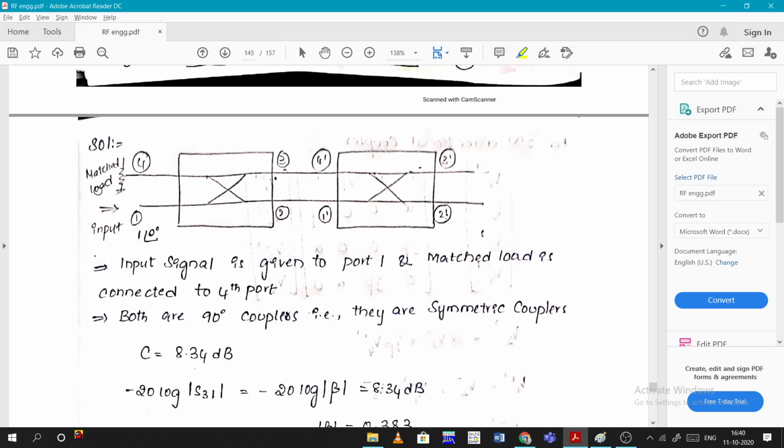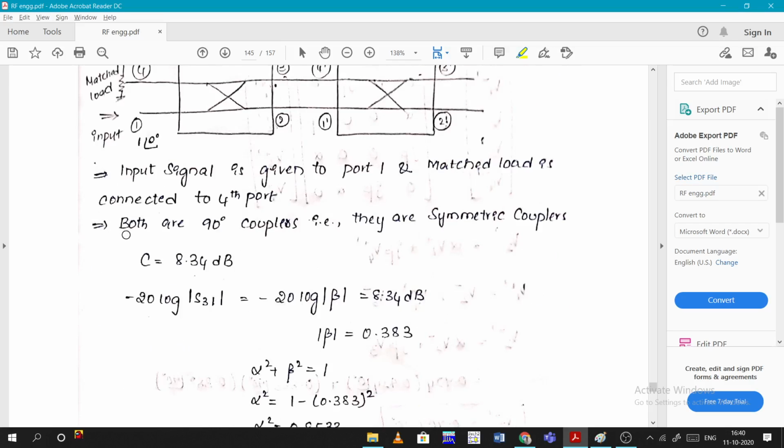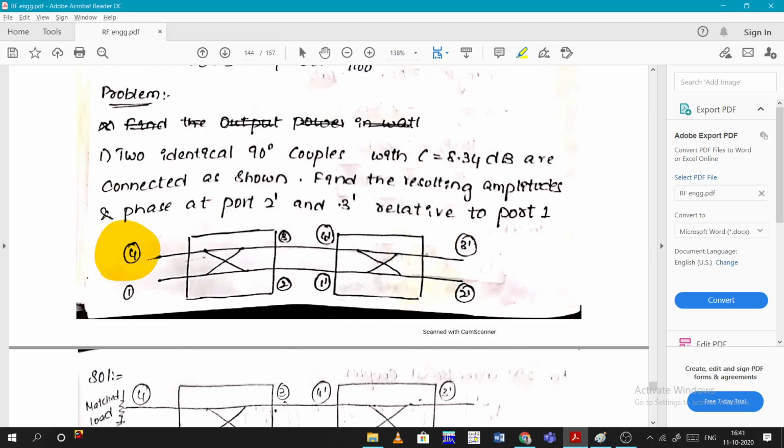So we are just mentioning that here. Both are 90 degree couplers: the input signal is given at port 1 and a matched load is connected to the fourth port. So both are 90 degree couplers, that is, they are symmetric couplers. Why? Because they have given that they are 90-degree couplers. No, 90-degree coupler means theta and phi will be 90, and they are matched.